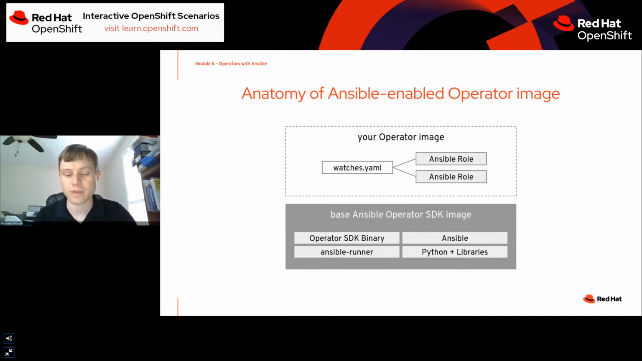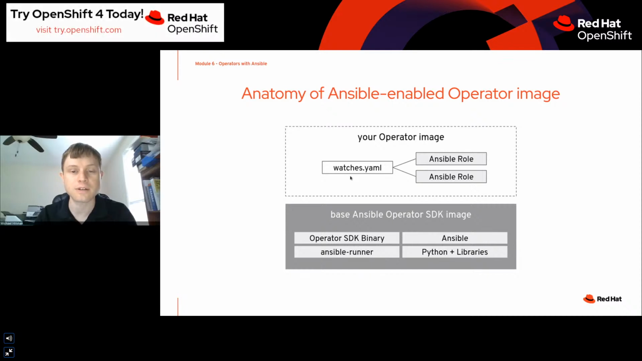All you have to maintain. So now we're thinking about what assets are you going to have in your version control? Like what's going to be in your Git repo that you need to keep track of, that you need to maintain, that you need to fix bugs in and lifecycle and all that stuff? Well, it's very little. All you need to provide is 1 or more Ansible roles, just like the ones we've been looking at, and a watches.yaml file that ties those together with a resource. And that is your operator.